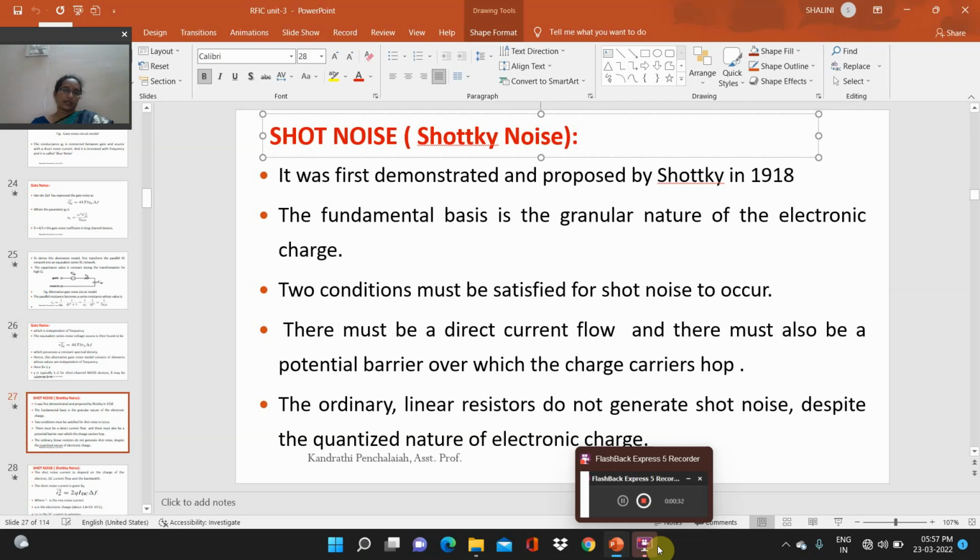There must be a direct current flow, and there must also be a potential barrier over which the charge carriers hop. Ordinary linear resistors do not generate shot noise despite the quantized nature of electronic charge.